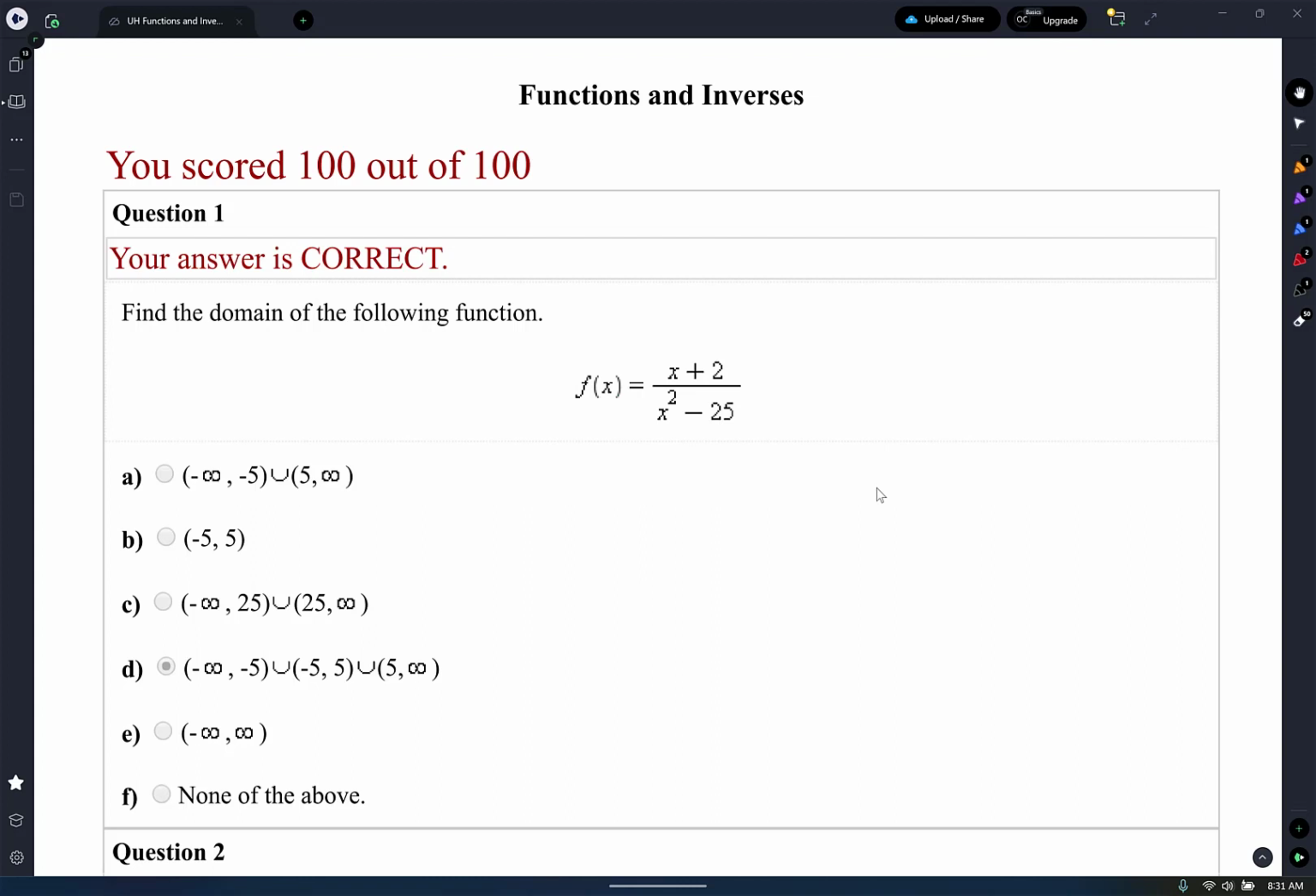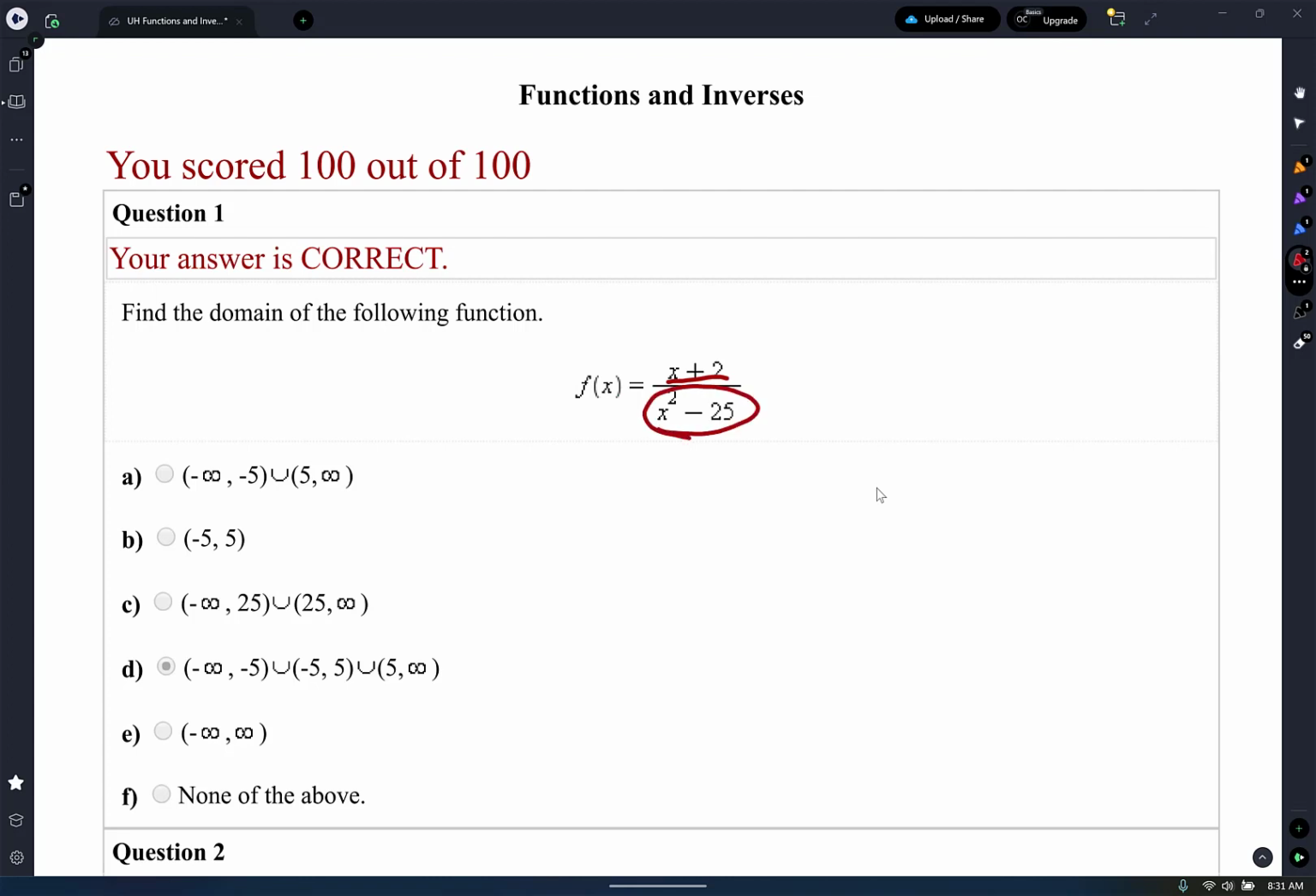Remember that you cannot divide by 0. Do you guys remember that? So you're going to find all numbers. As long as you don't divide by 0, that's part of your domain. So the x plus 2 is all real numbers. We don't have to worry about that. We just got to focus our time into x squared minus 25.